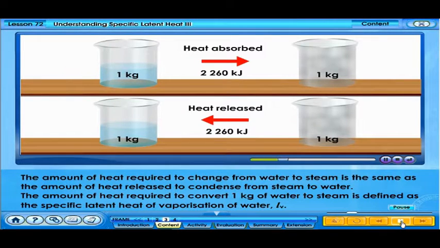The amount of heat required to change from water to steam is the same as the amount of heat released to condense from steam to water. The amount of heat required to convert 1 kilogram of water to steam is defined as the specific latent heat of vaporization of water.